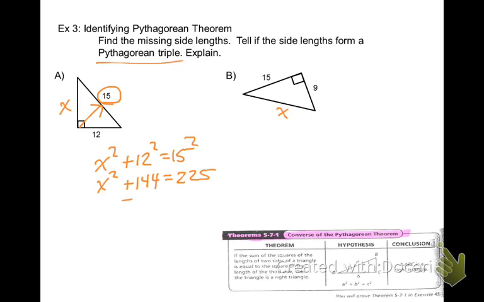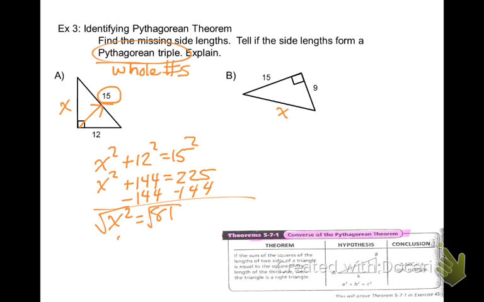I'm going to write that down for you. Pythagorean triple, whole numbers. So I'm going to subtract 144. X squared equals 225 minus 144 equals 81. Square root both sides. X equals 9. Since it is a whole number, yes, and this is your explanation, x equals 9. So you would say yes, it is a Pythagorean triple.